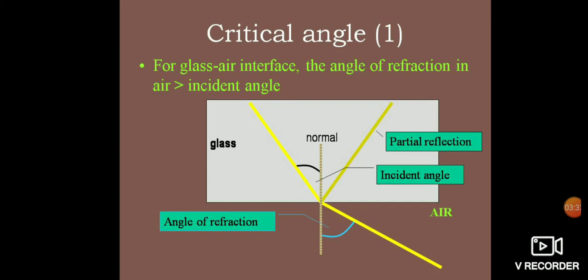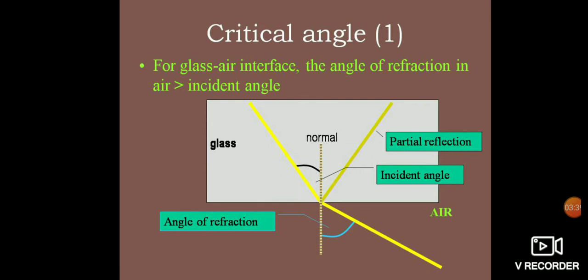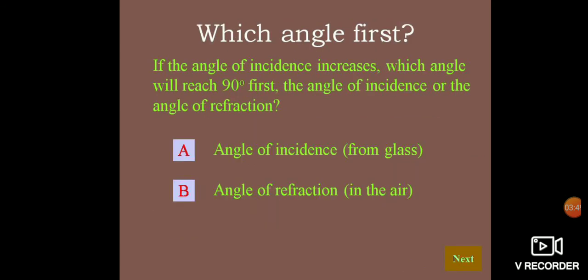So let us suppose this is the incidence angle, and this is a partial reflection, and the blue line shows the angle of reflection. Which angle first? If the angle of incidence increases, which angle will reach 90 degrees first, the angle of incidence or the angle of refraction? A, angle of incidence from glass, B, angle of refraction in the air.